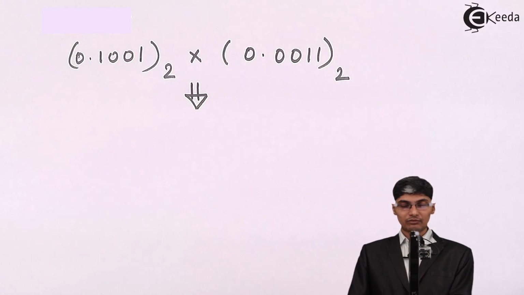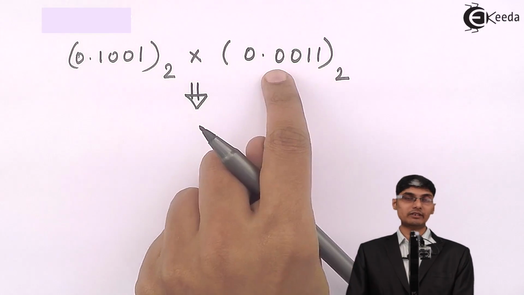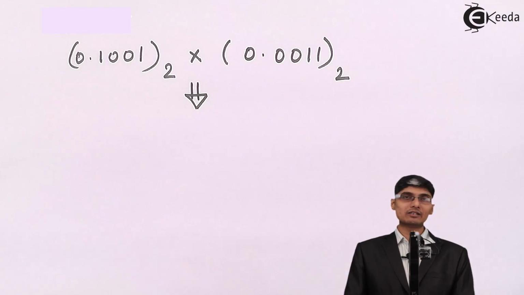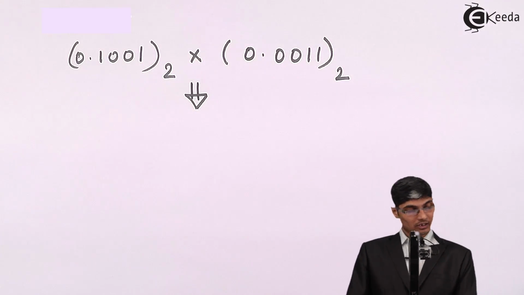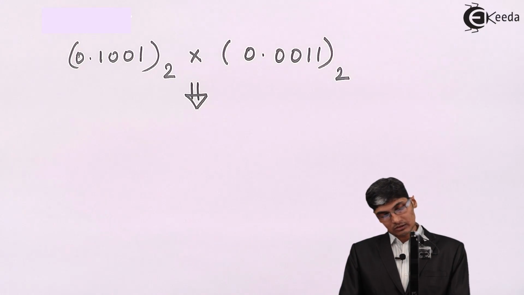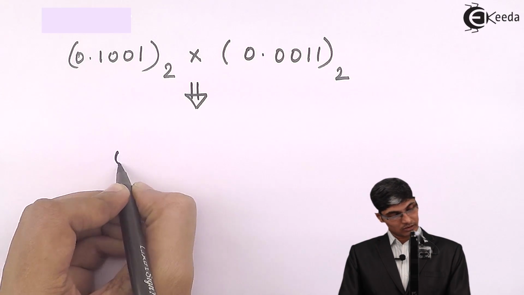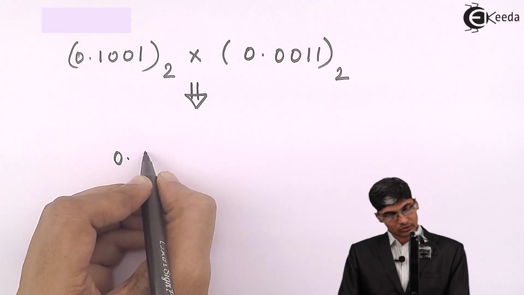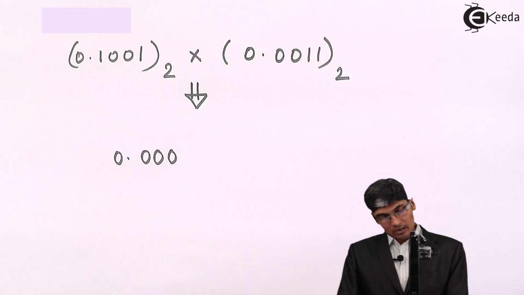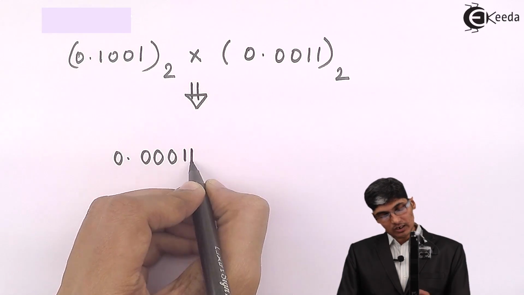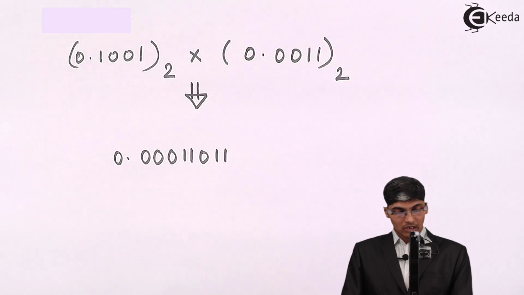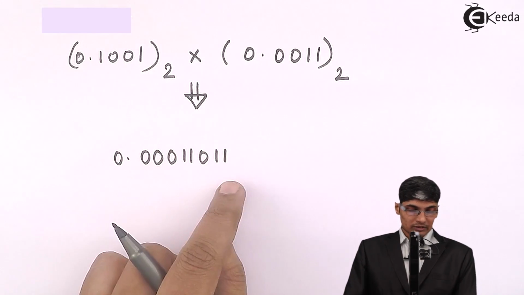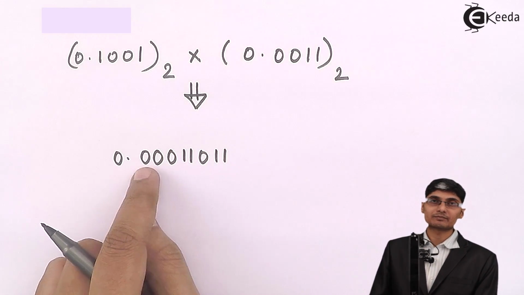Okay, you see that there are 4 points after the fraction, and 4 points after the fraction, so you will have the point after 8 digits. Okay, so the result you can check out with the calculation. As per my calculation, the result is 0.00011011. Of course it will be 8 bits, 4 bits from here, 4 bits from here, so the digits will get shifted by 8 bits.